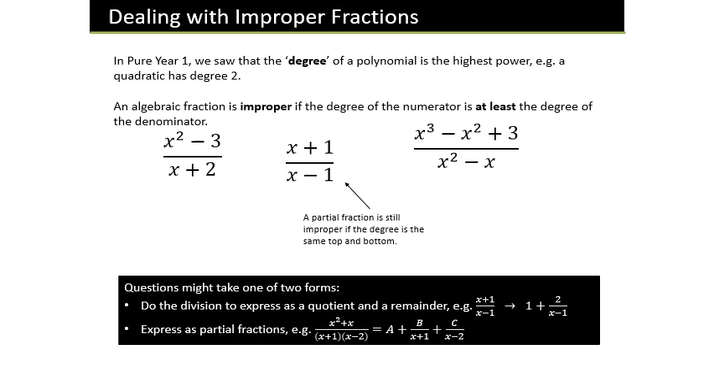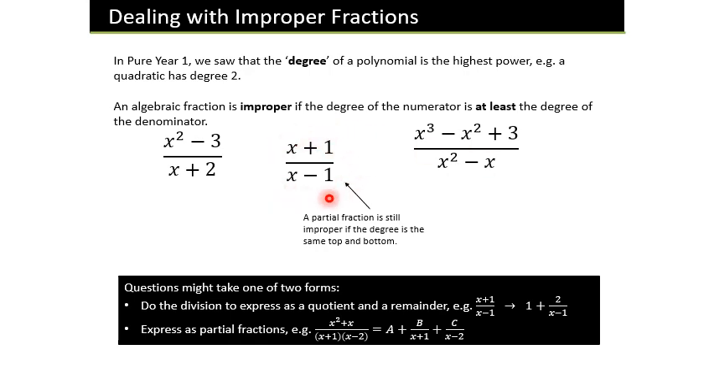Okay, so first of all, we need to know when an algebraic fraction is classified as improper or top-heavy. It's improper or top-heavy when the degree of the numerator is larger than the degree of the denominator. So this first one is improper because you've got x squareds on the top, which is a higher degree than the bottom, which only has x's. If we have a look at this one, again we've got x cubed on the top and only up to x squared on the bottom. So the degree of the top is larger than the degree of the bottom, so it's improper or top heavy.